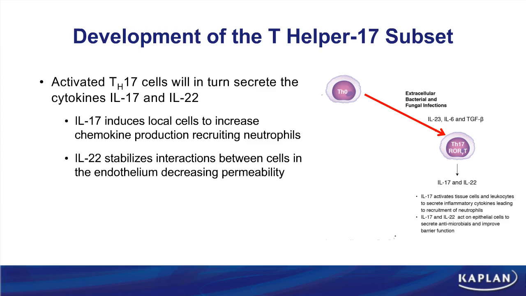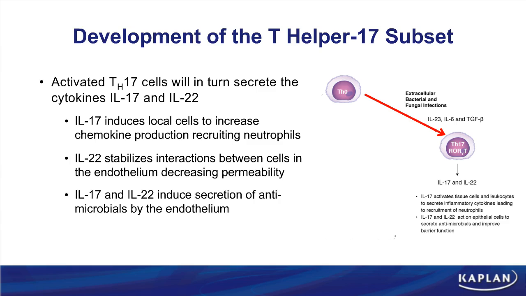IL-22 is interesting in the fact that it is going to help stabilize interactions between endothelial cells. The purpose of this is to try to decrease the spread or movement of these pathogens through the tissue. And then both IL-17 and IL-22 are going to affect endothelial cells to start having immunologic function by secreting lots of antimicrobials into the environment.